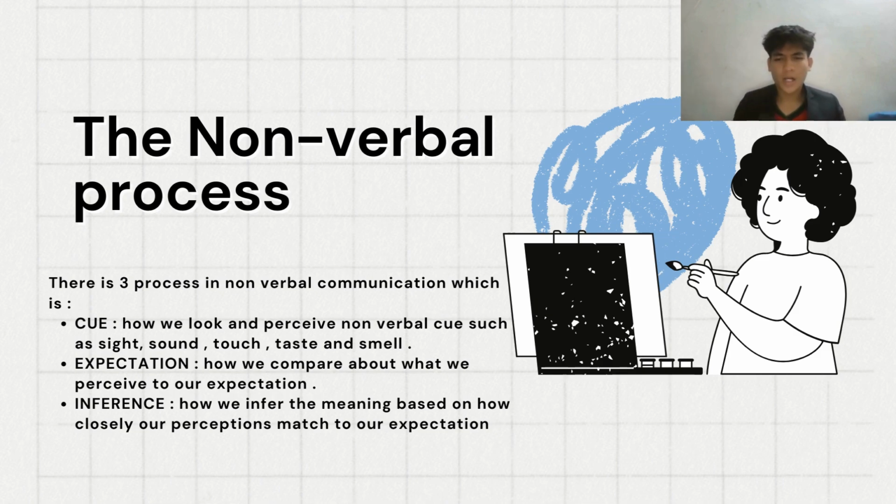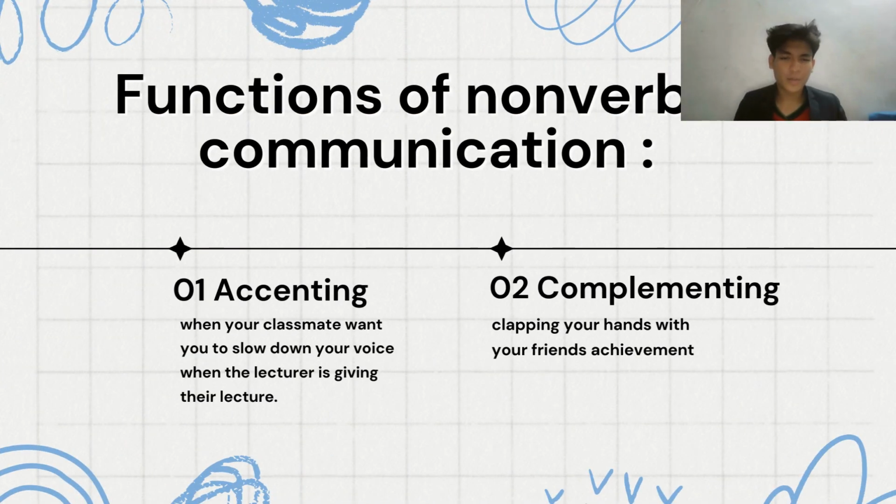There are three processes in nonverbal communication. The first one is cue, how we look at and perceive nonverbal cues such as sight, sound, touch, taste, and smell. The second one is expectation, how we compare what we perceive to our expectations. And the last one is inference, how we infer the meaning based on how closely our perceptions match our expectations.